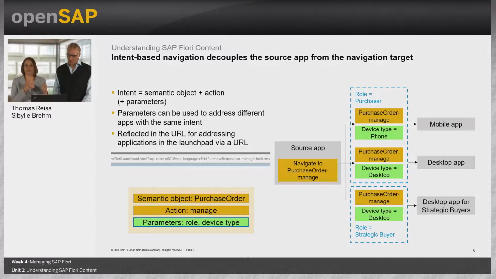From the source app, the user should navigate to the intent purchase order Manage. In this case, the semantic object is purchase order and Manage is the action. In addition, there are two parameters in this example that influence which app is launched: the device type and the role. Strategic buyers get a different app than purchasers, and the mobile app is different from the desktop app. Usually, you can see the intent and its parameters as part of the URL in the browser.